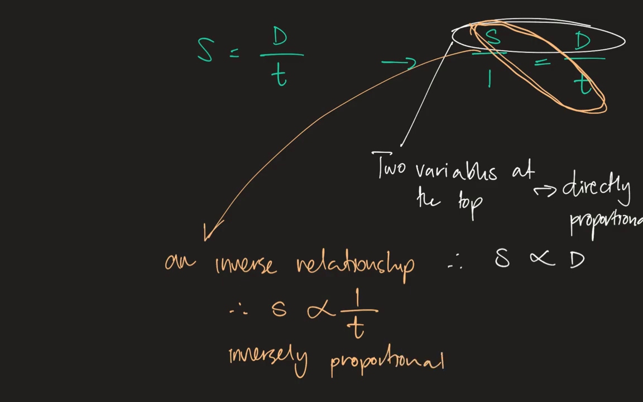Right? We know that directly proportional means that if the one goes up, the other one also goes up. Here, if the speed goes up, then the time becomes shorter. Those are the kind of relationships we're talking about. So we're looking at this kind of setup.